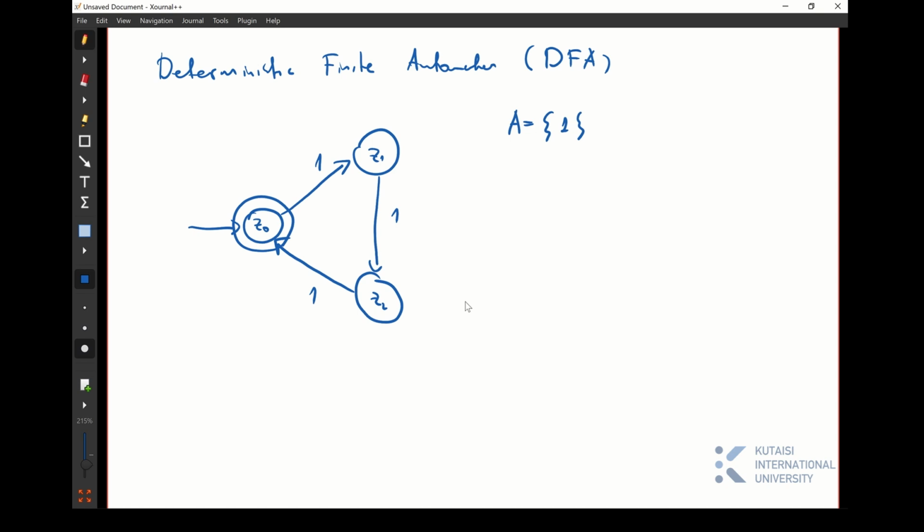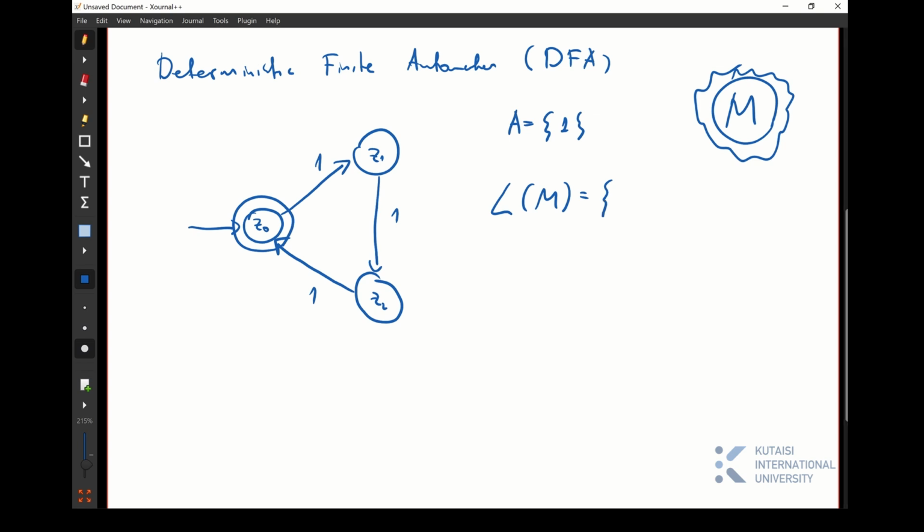So the empty string, if we think about it, starts out here, so the empty thing would be accepted, but let's ignore this for a moment. Let's call this machine M. M is the name of this machine, with a different notation so it doesn't look like a state, and I will write L(M) to represent all strings that this machine accepts.